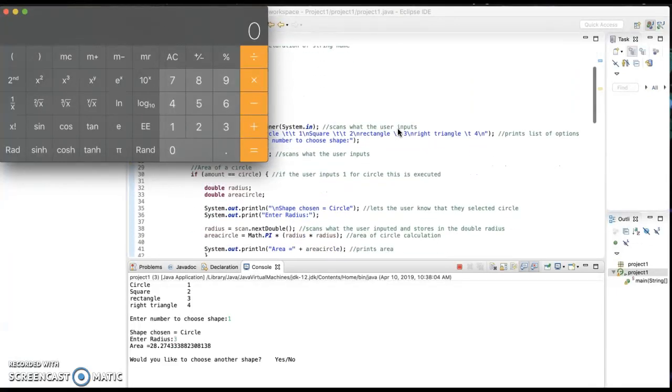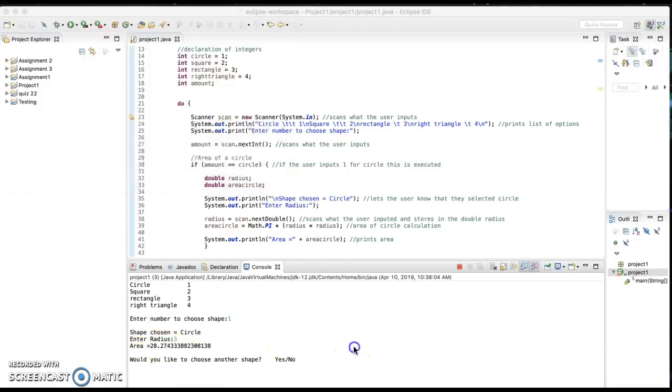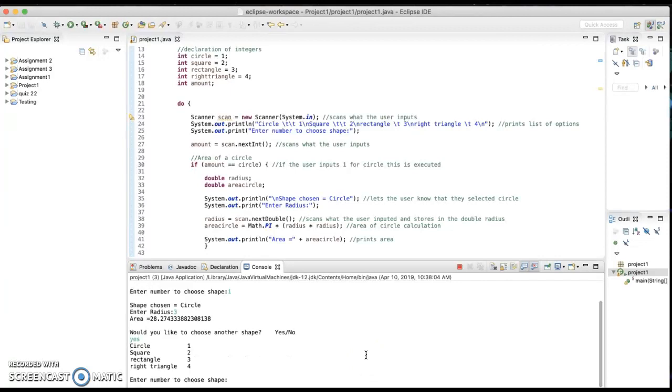Area of circle. So we want pi times radius, which would be 3 squared. Oops, wrong. Clear. Pi times 3 squared, not cubed, which equals 28.27. So that's it. And so if I go back here and it asks me if I want to choose another shape, I'll type in yes. And then I can choose between a circle, a square, a rectangle, or a right triangle again.